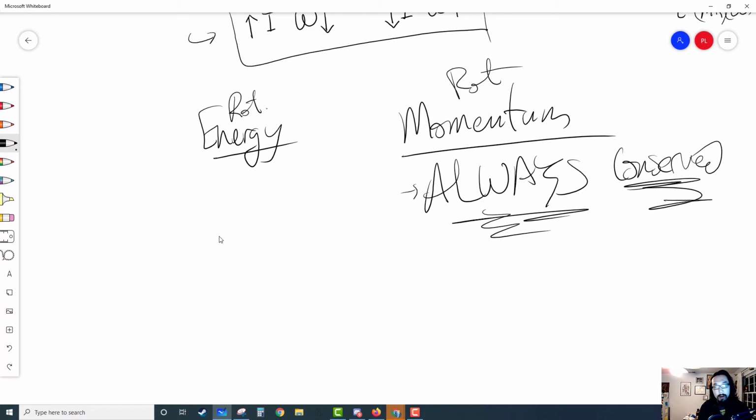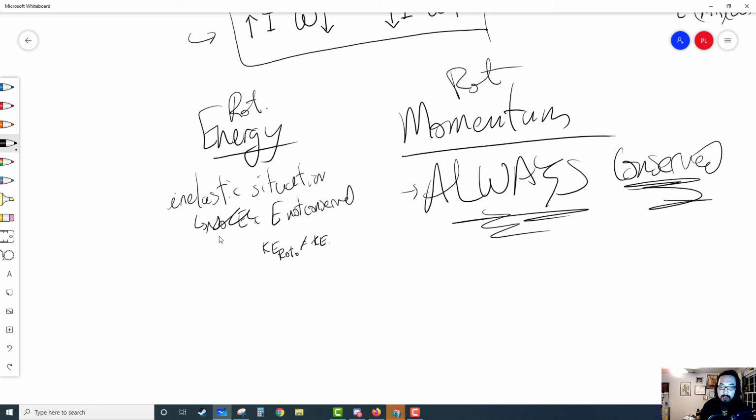Rotational energy. This is where things get a little bit different. If you have an inelastic situation, where you have two rotating objects that hit each other, stick together and rotate, energy is not conserved. What that means is that the rotational kinetic energy initial does not equal the rotational kinetic energy final. But if you have a perfectly elastic situation, energy is conserved. So these rules still apply.